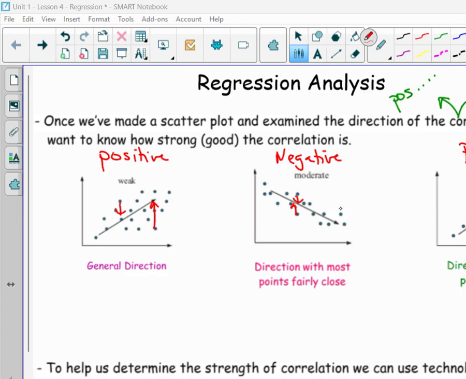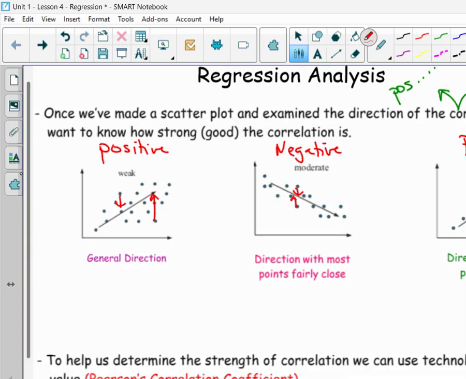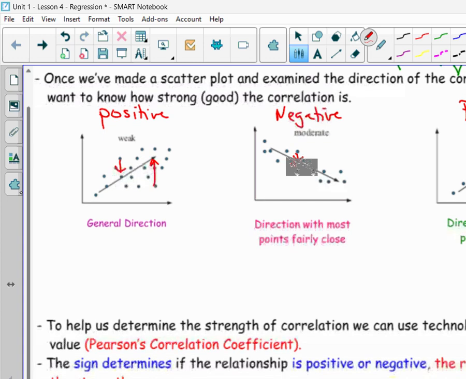Now you might be asking yourself, how are we going to do this if we're still looking at it with our own eyes? How do we judge how far those dots are off? This is where technology comes into play. We won't have to do that by eye. We're going to use our computers or phones to find our R value. The R value, which is called Pearson's correlation coefficient, actually tells us how good this model is.